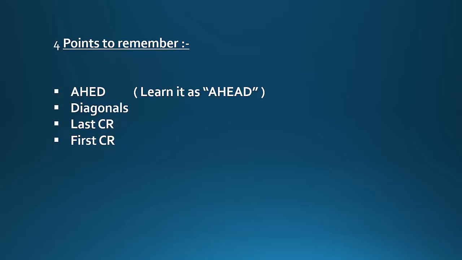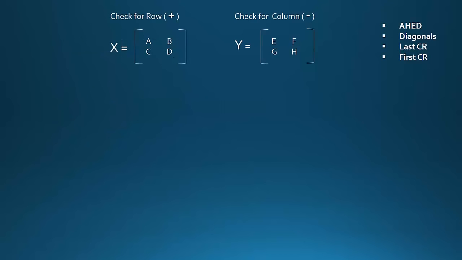Okay, so now we have two matrices X and Y. We have these 4 points, and make a note that when we are looking for row we will consider plus sign, and when we are looking for column we will consider a minus sign. So first write P1, P2, P3 till P7 in your notebook. Then we will use our first point, that is ahead, AHED. Then we have diagonals. Diagonals here represent the diagonals of the matrices X and Y.